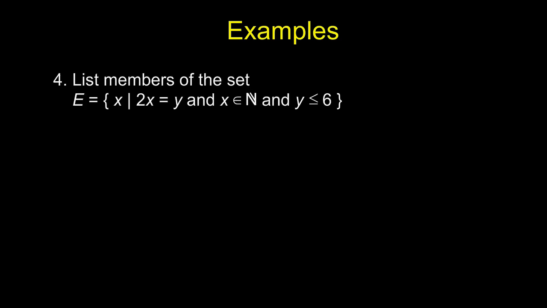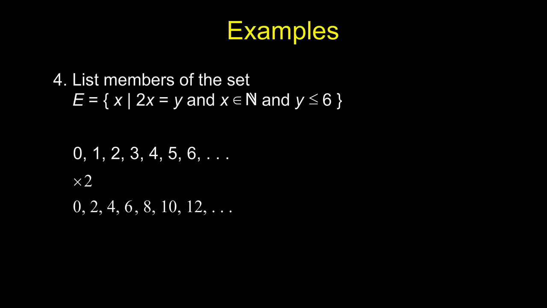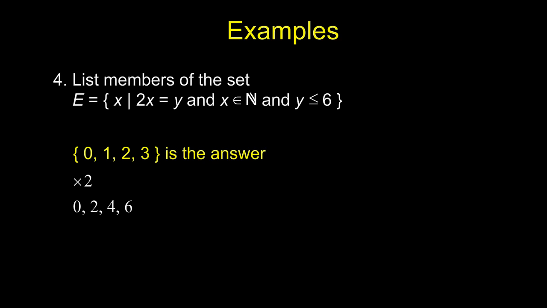4. List all members of the set of x where 2 times x equals y and x is a member of the natural numbers, and y is at most 6. So we are looking for all natural numbers such that when we multiply them by 2, the result is at most 6. There are 0, 1, 2, 3. These are the x's. Because when we double them, we get 0, 2, 4, 6. That is at most 6. These are the y's.